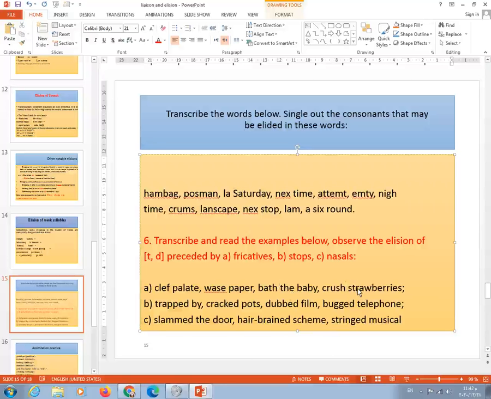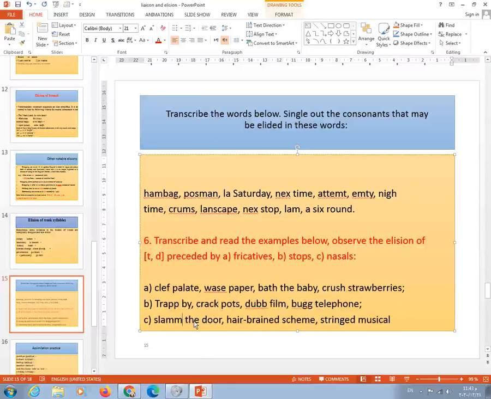Okay. Tram. Trammed by, same thing. Cracked pots, all the EDs, guys, and dub. Film bug telephone. Slam the door. We don't need the ED of slam. He slammed the door. He slammed the door. Her brain scheme. Her brain and string musical.